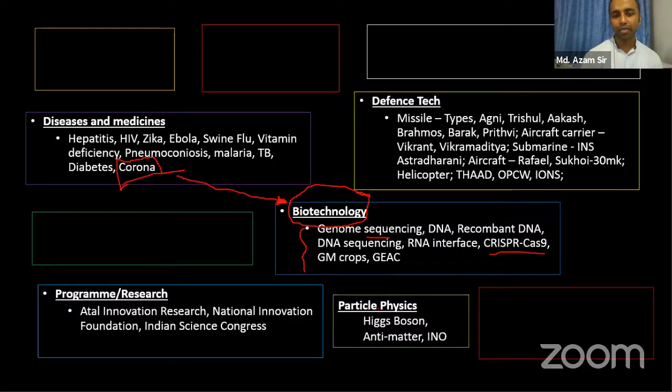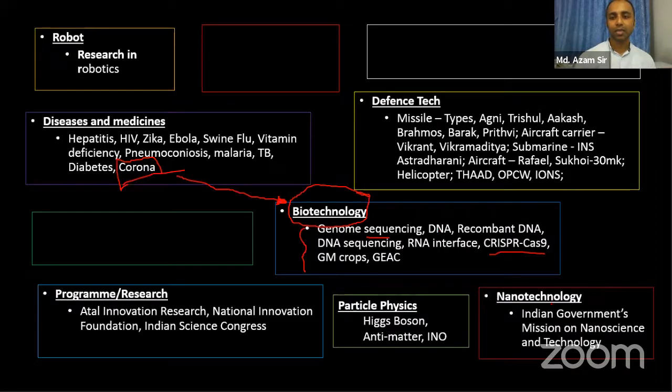Particle physics, you must have heard of electrons, protons, neutrons. So particle physics basically talks in further detail about the atoms, what is there inside the electron, what is there inside the proton, and further more detailed aspects. Robotics seems to be a very important topic, but from UPSC in the last 7 years, only one question was asked. Same is the case with nanotechnology, only one question.